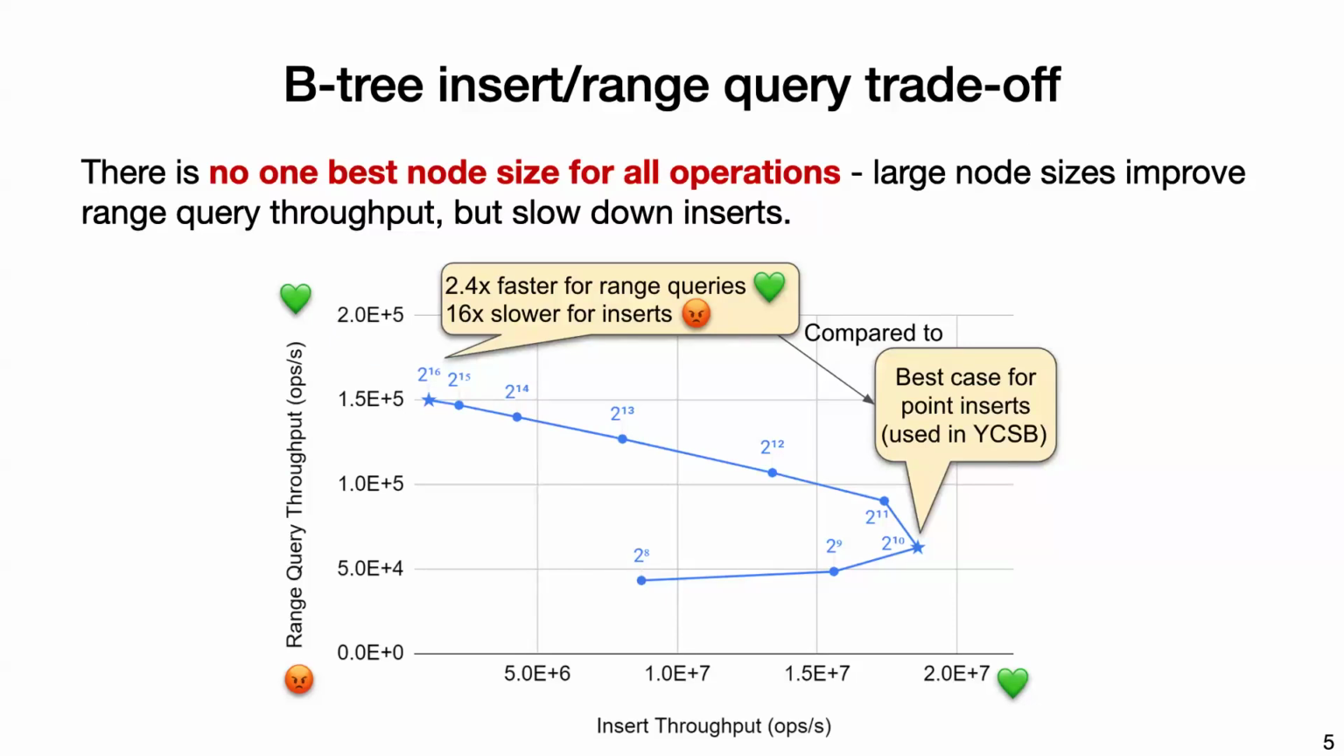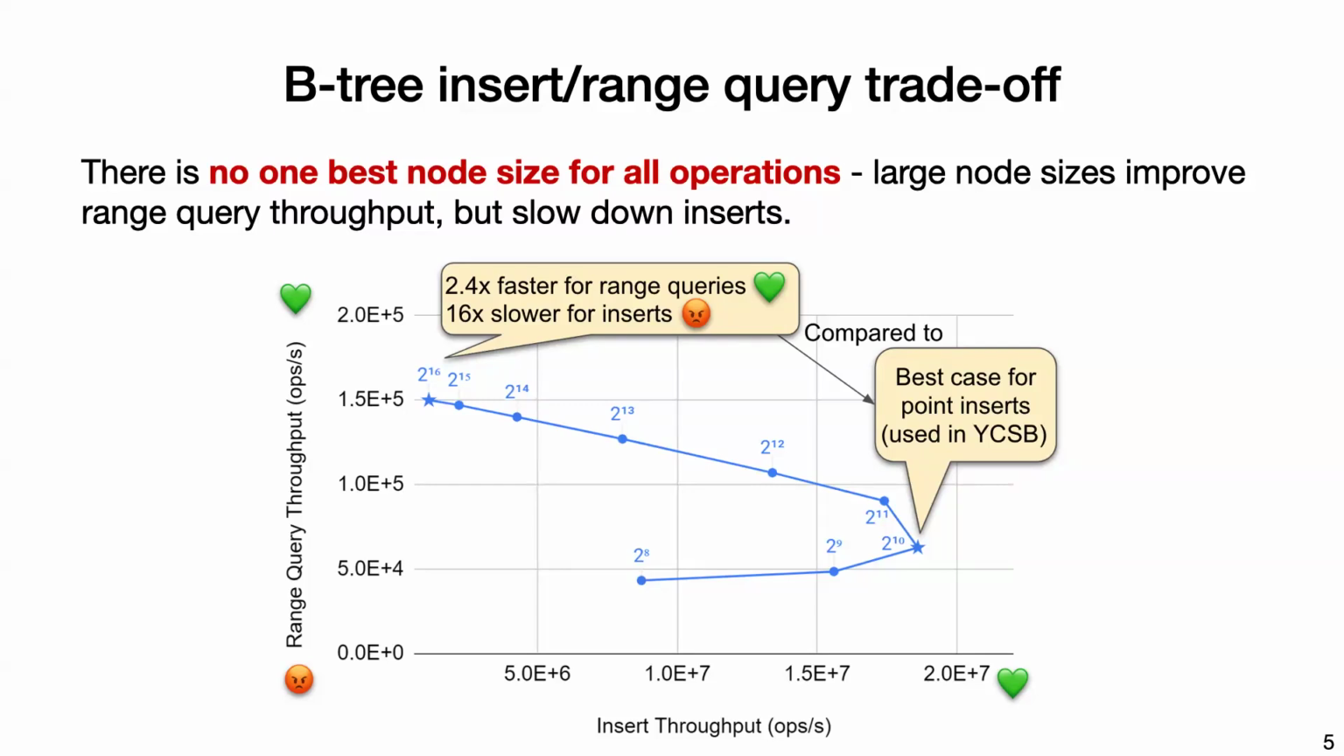So this is a different way to visualize the data that we had previously. I was showing the plot with the 3 lines, one is range, one is find, one is insert. This is just another way to do it. It's a scatter: the y-axis is range, and the x-axis is insert throughput. Up and to the right is good. And the different points are for different sizes of nodes.